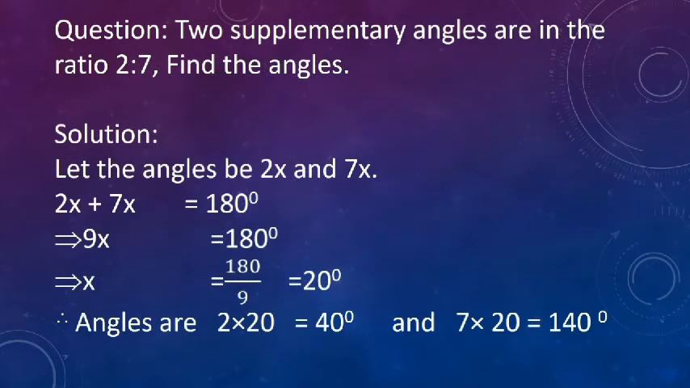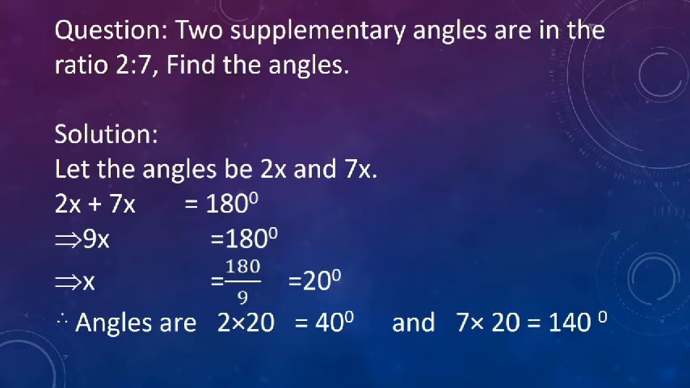Now, let us solve some questions based on these properties of angles. The first question: two supplementary angles are in the ratio 2:7. Find the angles. Here, we take the angles as 2x and 7x.